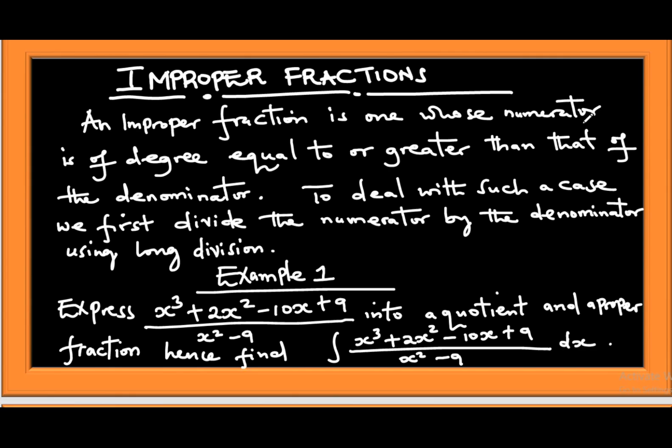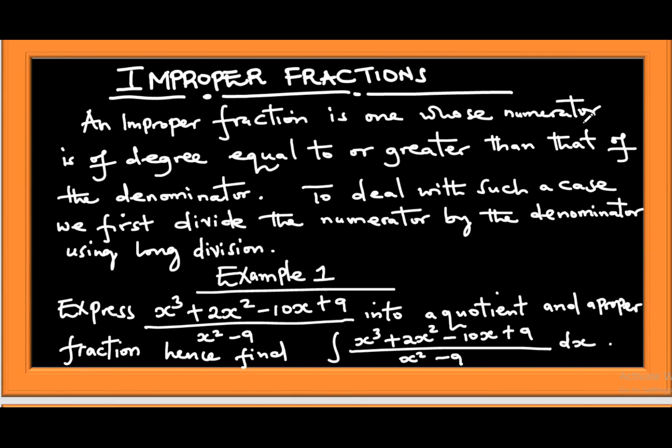The very first important thing is to know what an improper fraction is considered to be. An improper fraction is one whose numerator is of degree equal to or greater than that of the denominator. What do I mean by this? I mean, if our fraction is in terms of x, then the highest power of x in the numerator must either be equal or greater than the highest power of x in the denominator for it to qualify to be an improper fraction. Otherwise, it is a proper fraction.